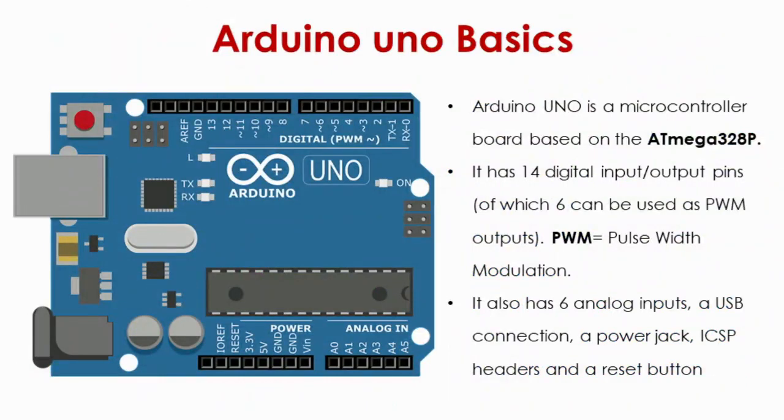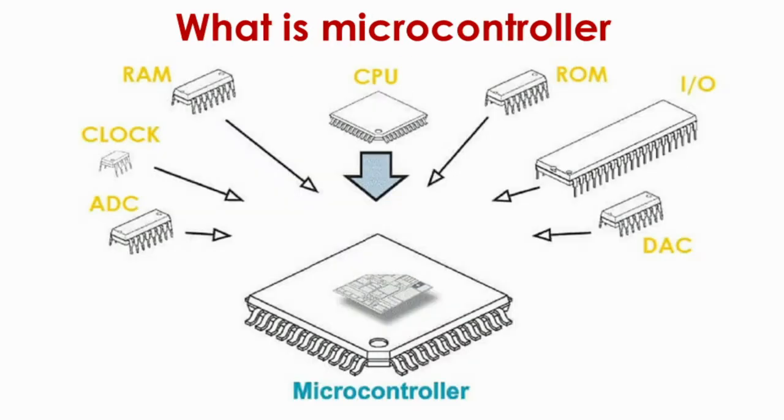So the left picture is of Arduino Uno board, and it is basically a microcontroller board based on Atmega 328P integrated circuit or microcontroller. That chip is there on this board. So it has 14 digital input output pins, out of which 6 are PWM pins, that is pulse width modulation. I will talk about that later. It also has 6 analog input pins, a USB connection, a power jack, and different headers.